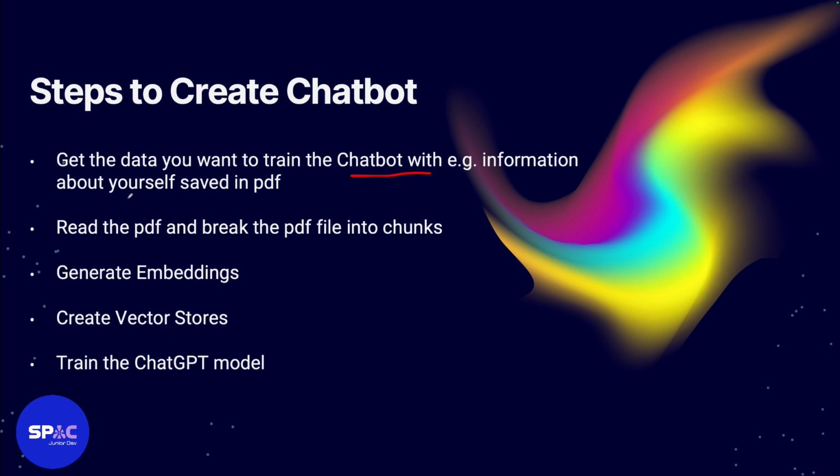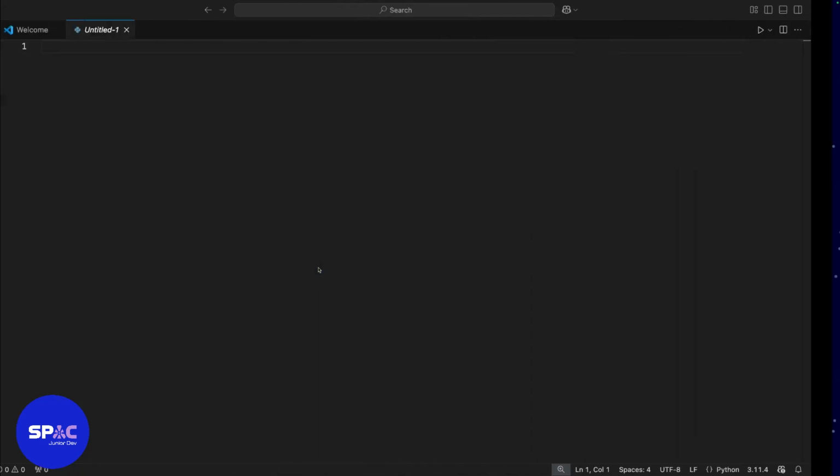Okay, it could be information about yourself, or information about your family that you want to chat with your chatbot to get information about. So that's for that. Then our code will read the PDF and break the PDF into chunks. Then we generate the embeddings. Then we create vector stores. That's our database. Then we use it to train our API model. So that's what we need to do, and let's get right into the code.